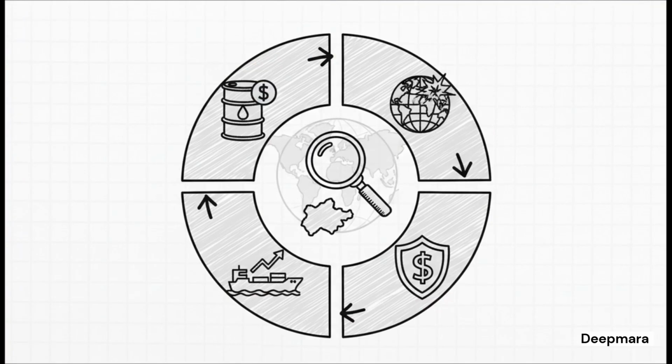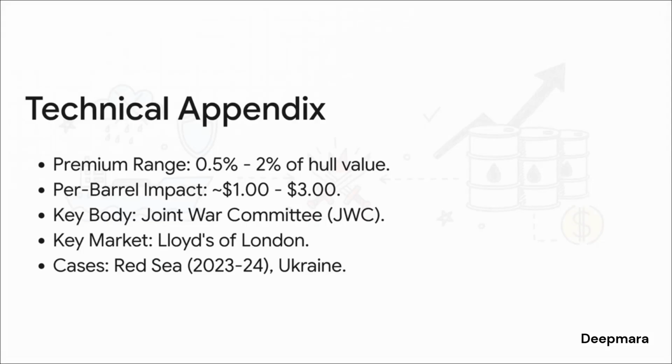So to sum up, war risk insurance acts as a direct financial mechanism. It translates geopolitical risk into a quantifiable cost right inside the energy supply chain. It doesn't typically drive the global benchmark prices up or down, but it does influence regional price dynamics by increasing the final delivered cost of oil for the importing nations. We'll just leave this technical appendix on screen for a moment, which provides a useful reference for the key figures and institutions we've discussed.